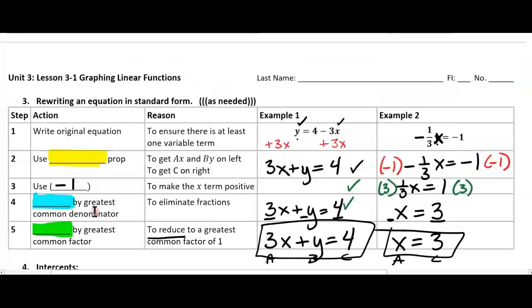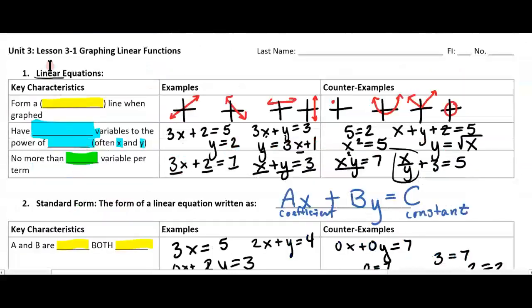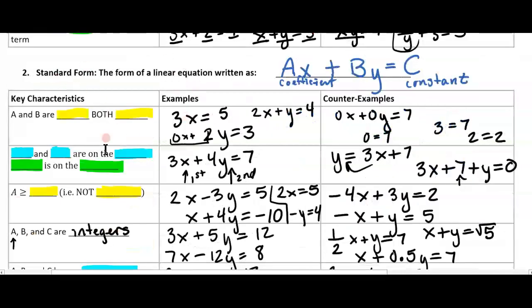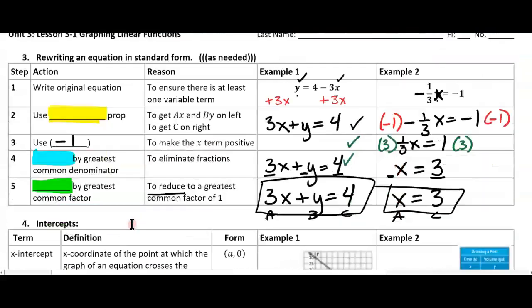All right, we are picking up with lesson 3.1, graphing linear functions. In the first part of 3.1, we looked at what is a linear equation? How do we know that something's a linear equation? We looked at the standard form of a linear equation. What does that standard form look like? The 5 characteristics. And then based on that, we had 5 steps to rewrite a linear equation in standard form.